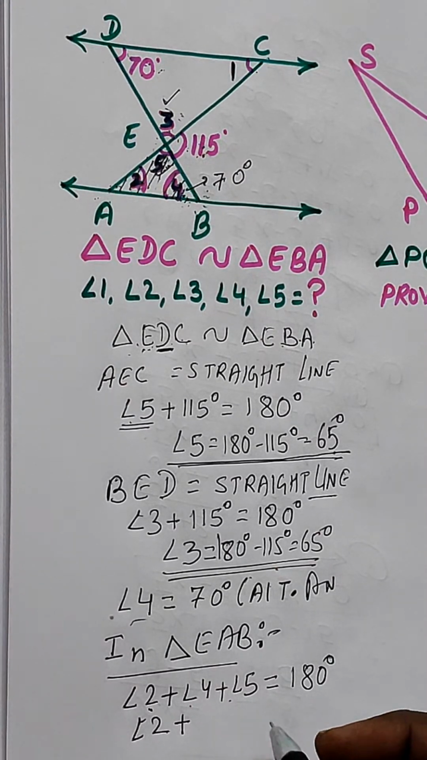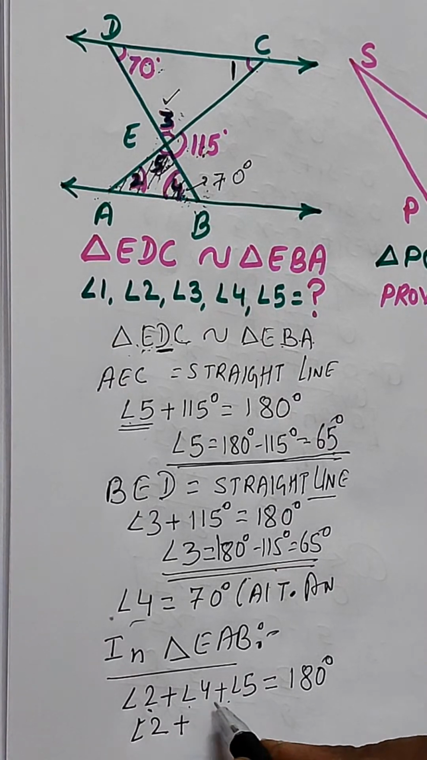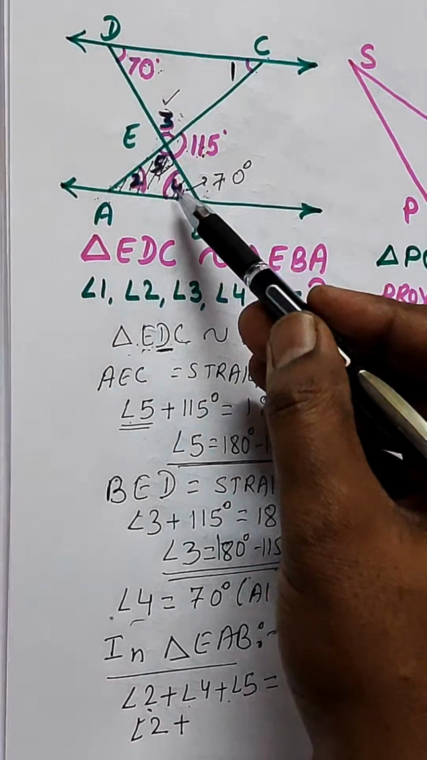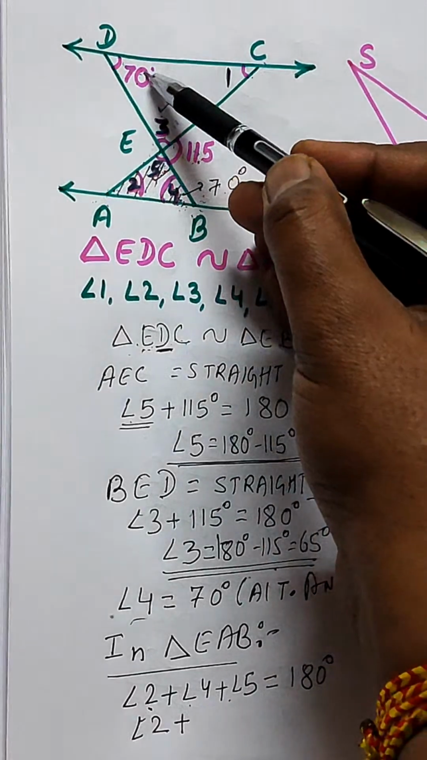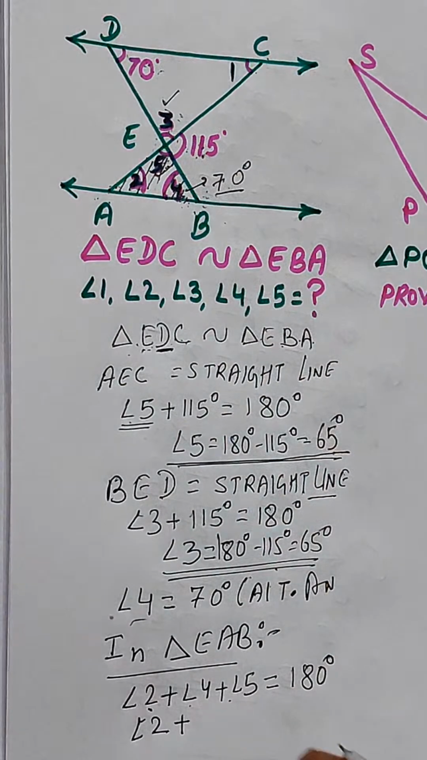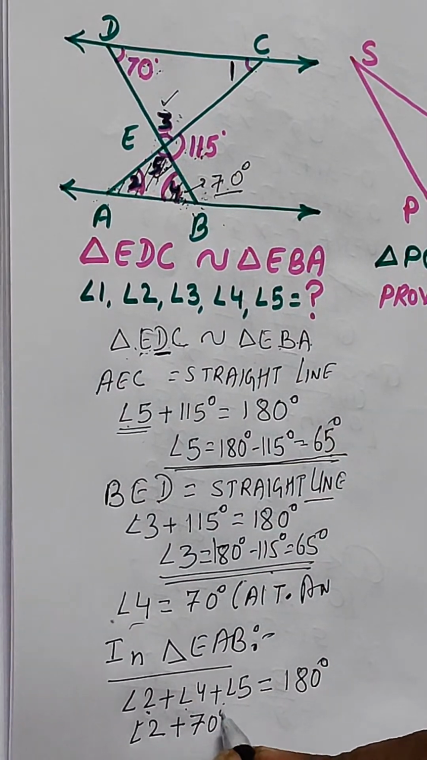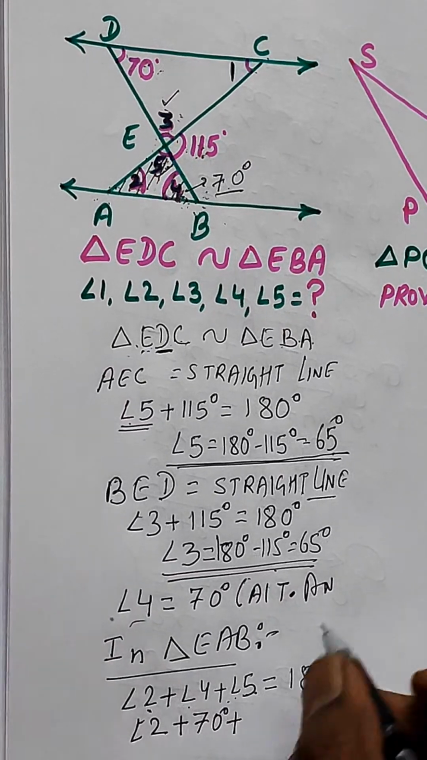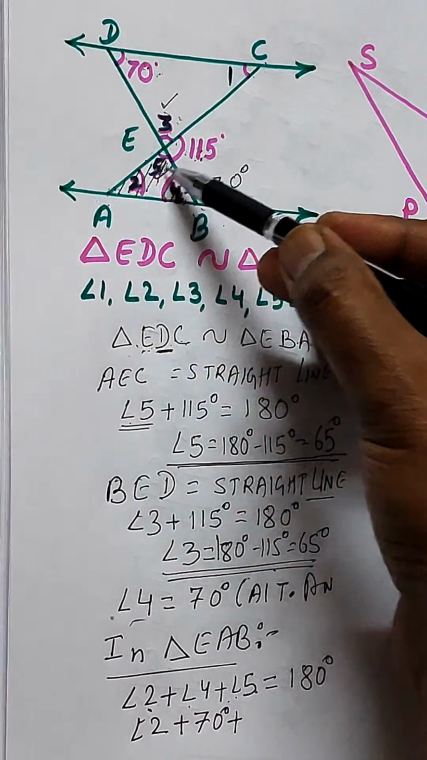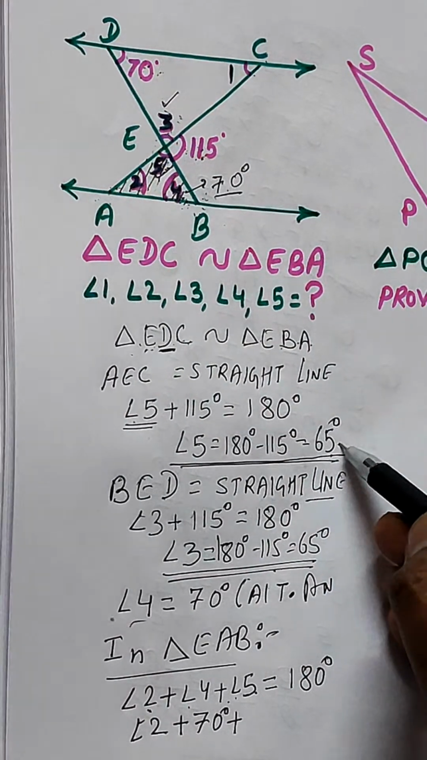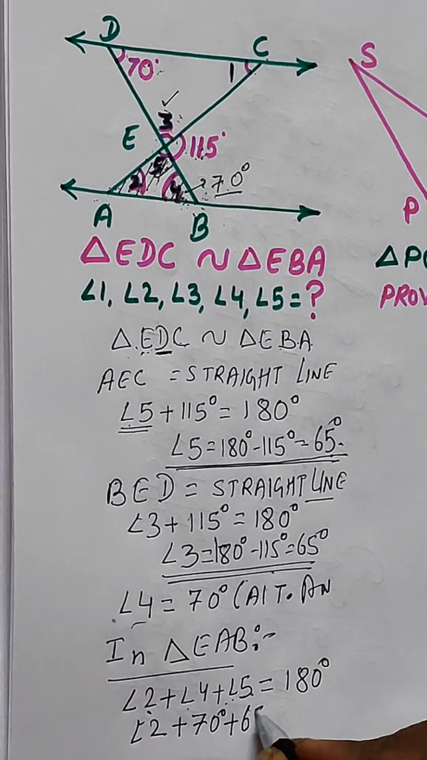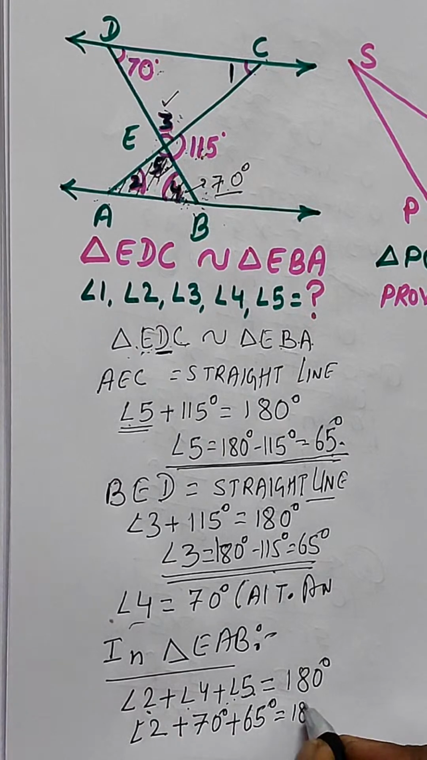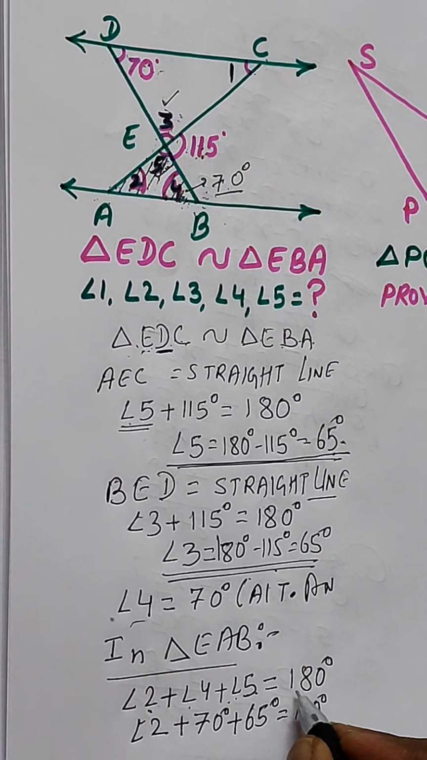Thanks for being attached. Yeah, so angle 2 plus angle 4 plus angle 5 equal to 180 degree, and we have calculated the value of angle 4 as 70 degree, being alternate to this one. This 70 degree is known to you. So I put up the value of 70 over here and angle 5. What's angle 5? Angle 5 is this one. This is already calculated 65 degree. So put this value of 65 degree over here, right?